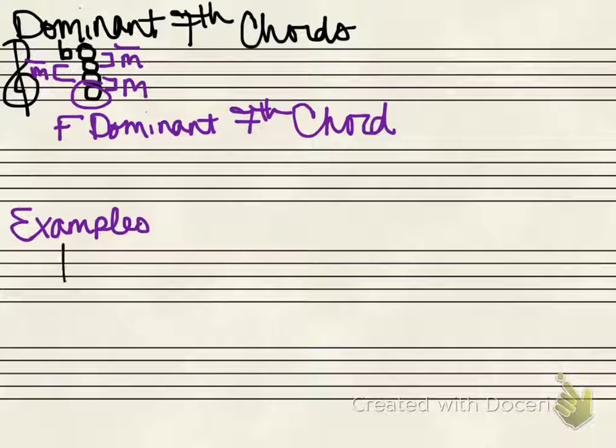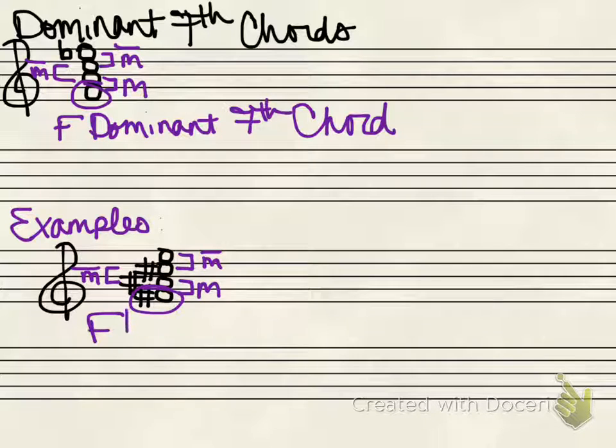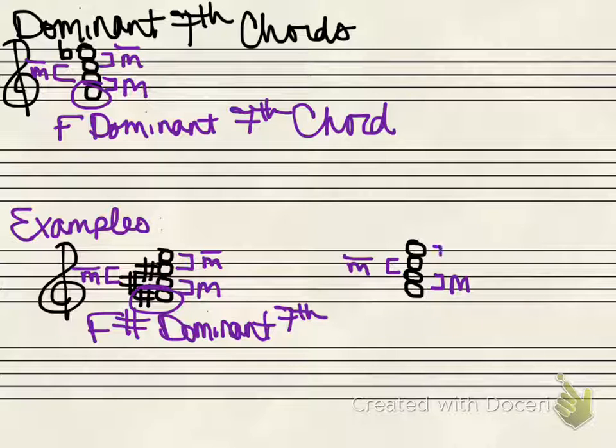Some examples I have here. I'm going to do F sharp to start on, which you're going to need an A sharp and a C sharp to make that major triad on the bottom, the minor triad in the middle, and then a minor triad on top for the seventh. So this is notated as an F sharp dominant seventh. The next one I have starts on G, and you actually don't need any sharps or flats to make this a dominant chord. This is G dominant seventh.